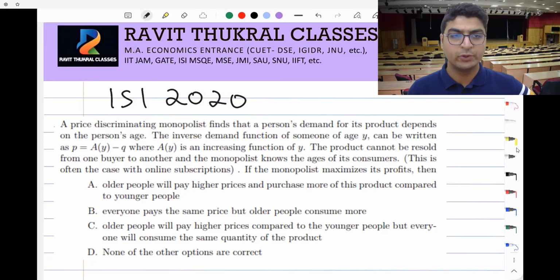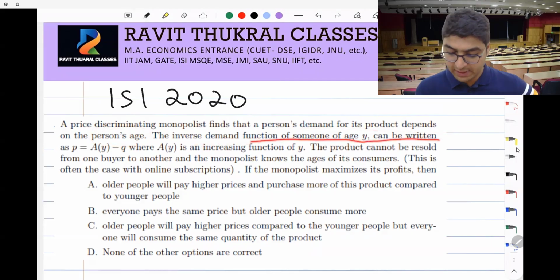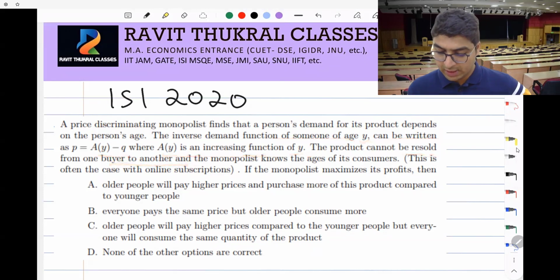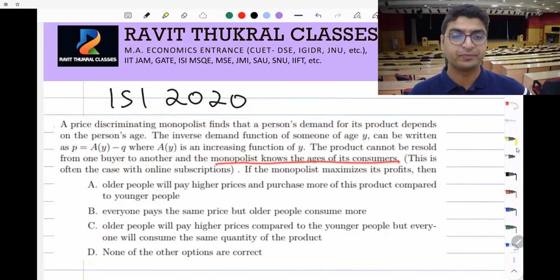This question is from ISI 2020. Problem is, a price discriminating monopolist finds that a person's demand for its product depends on the person's age. The monopolist wants to discriminate on the basis of age. The inverse demand function of someone of age y can be written as ay minus q, where ay is an increasing function of y. All right. The product cannot be resold from one buyer to another, and the monopolist knows the age.